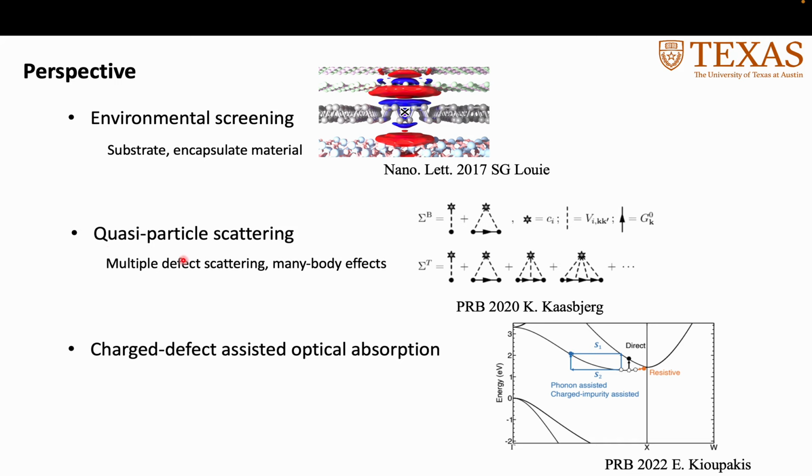Because for now we still use the first order Born approximation, which means we can only consider single defect scattering. But in the future, we can consider multiple defect scattering using the T-matrix approach, or consider the many-body effects of the electron defect interaction using GW perturbation theory. Then we can provide a more accurate matrix element, which can better describe the charge defect system's optical absorption.